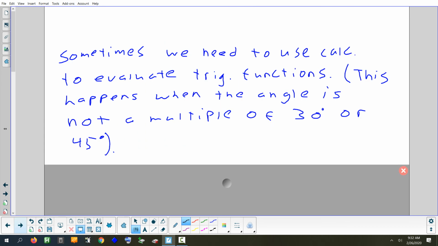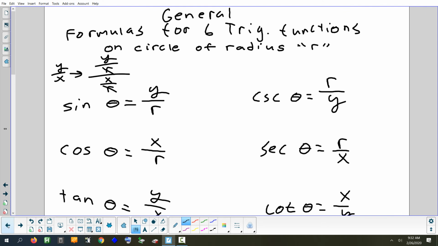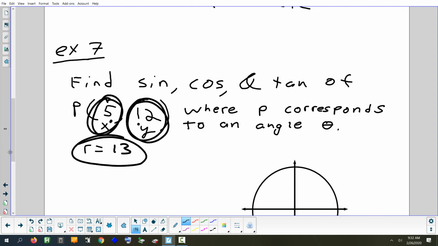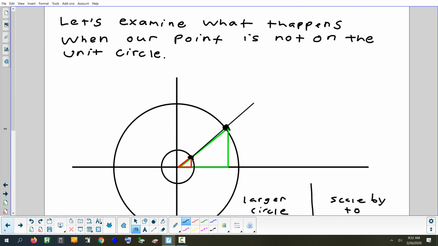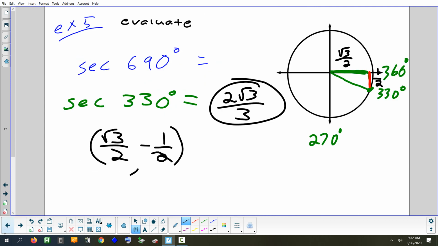All right, so last thing. Everything that we've done so far, I've either given you a coordinate right off the bat, like this one, and said, don't worry about what the angle is, you don't need to know. But that's the coordinate for some angle somewhere. Or I've given you an angle, but it's been an angle that is a multiple of 30 or 60 or 45, and then you can find the coordinate.